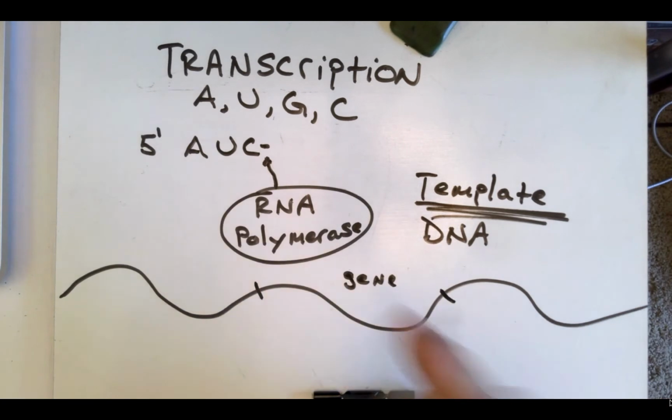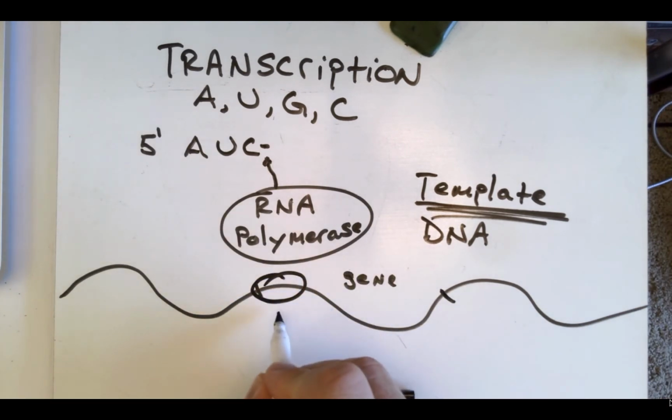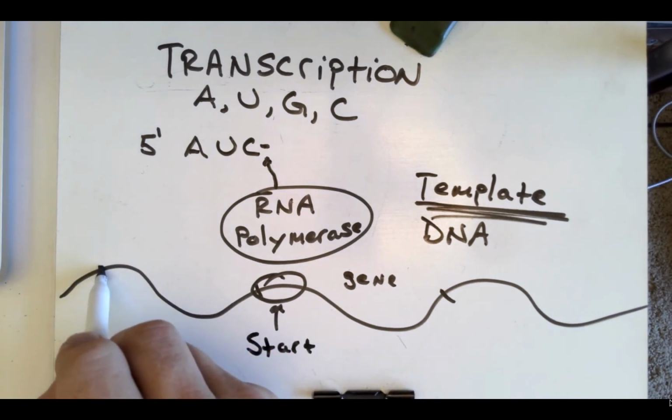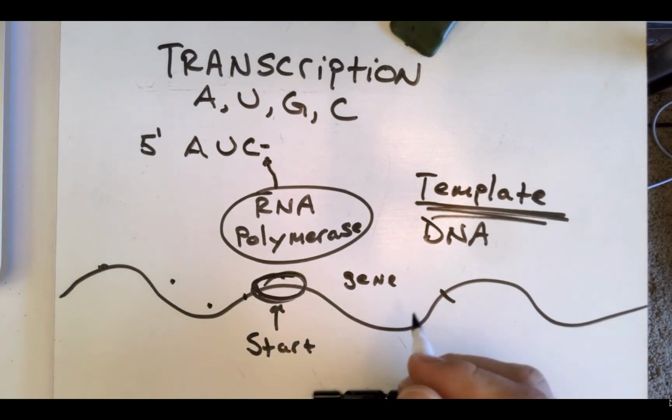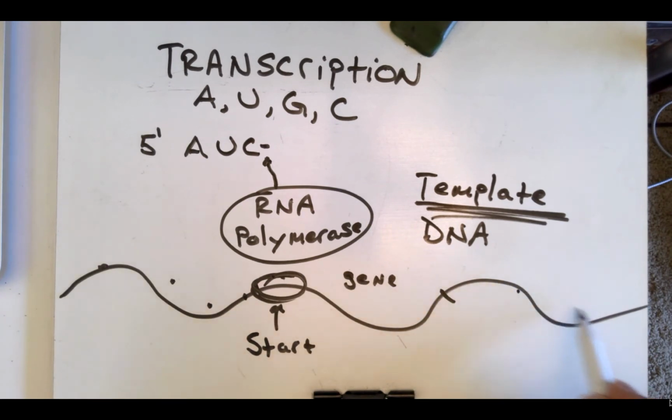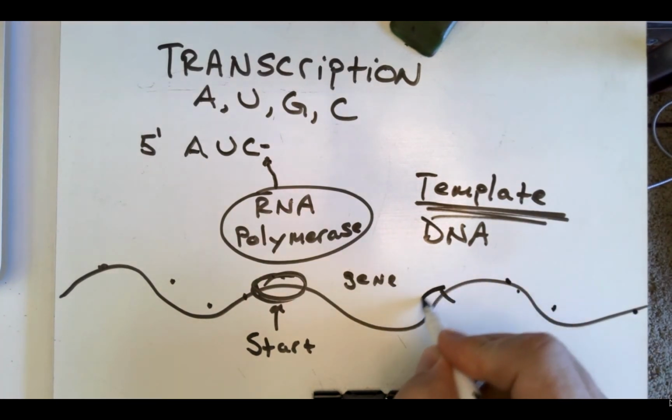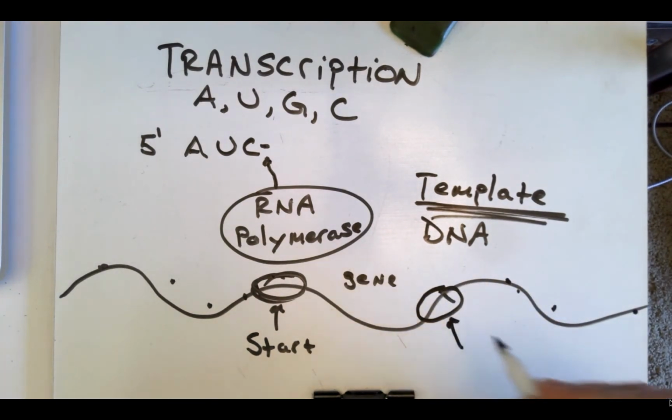But the question is, how does the enzyme know where to start reading? Because it's not going to read here. It's not going to read here. It's not going to read here. It's going to start right here. And then it's not going to just keep reading to here, to here, to here. It's going to end here.